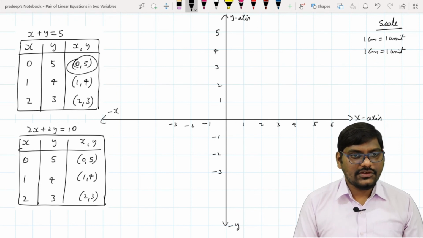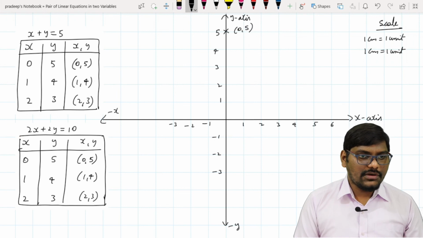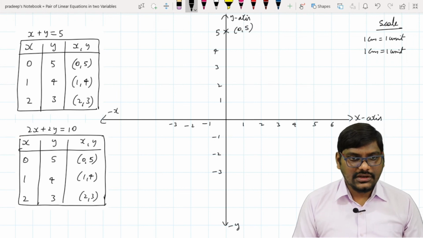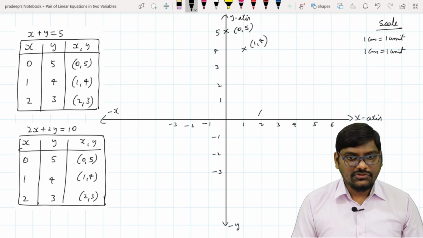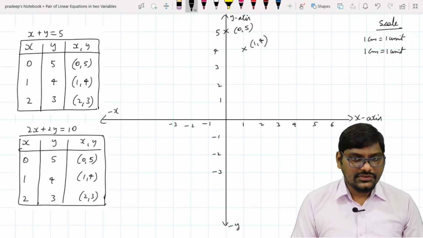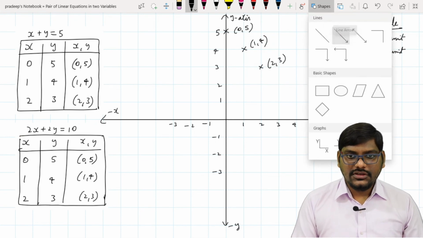Okay, so we got 0 comma 5. So in y-axis it was 5 here. So that is 0 comma 5 we got. Next is 1 comma 4. So where is 1? 1 in x-axis is here. In y-axis 4 is here. So 1 comma 4. So next is 2 comma 3. 2 is here and 3 is here. So this is the point which is 2 comma 3. So let's make the graph.